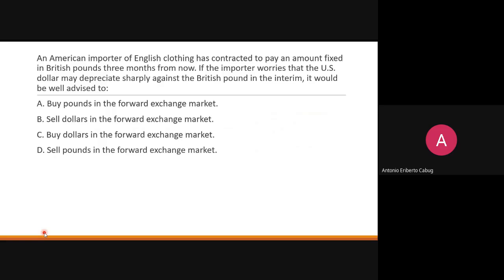An American importer of English clothing has contracted to pay an amount fixed in British pounds 3 months from now. If the importer worries that the US dollar may depreciate sharply against the British pound in the interim period, it would be well advised to blank. Go. What is the answer? I will give you 1 minute.